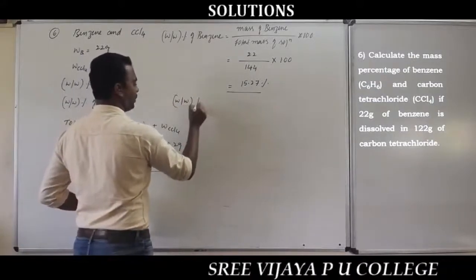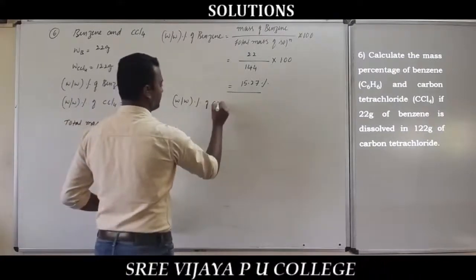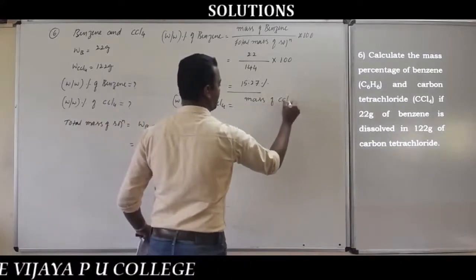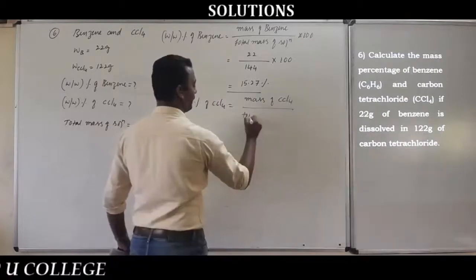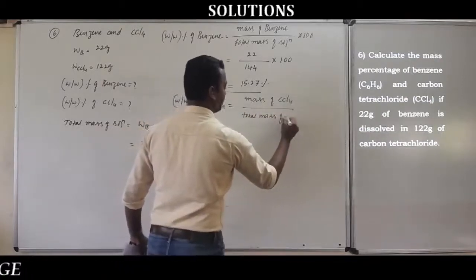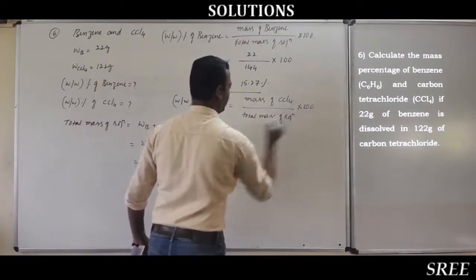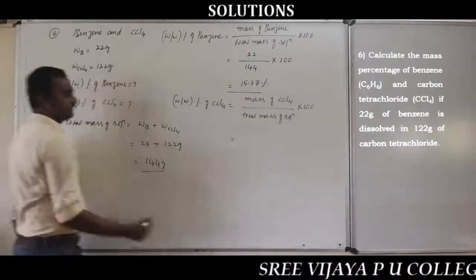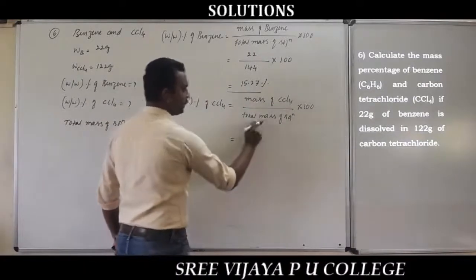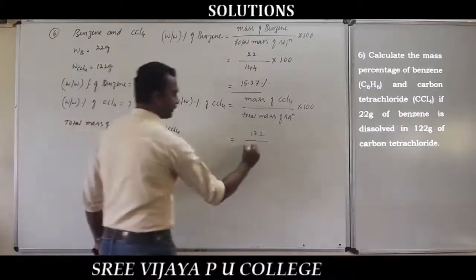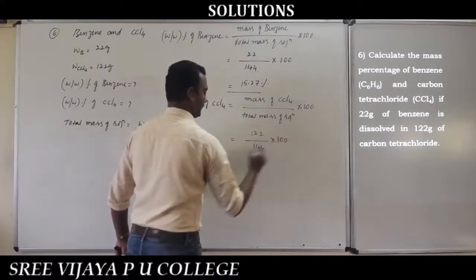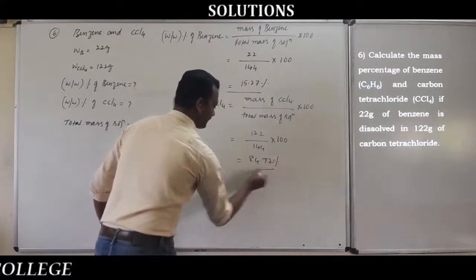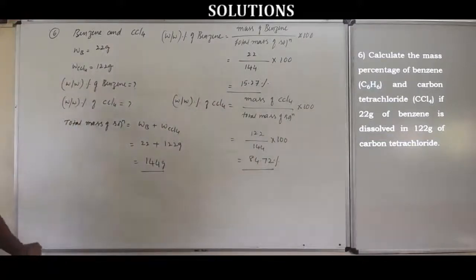So the W by W percentage of carbon tetrachloride is equal to the mass of carbon tetrachloride divided by the total mass of solution into 100. The mass of carbon tetrachloride is given, that is 122 gram, 122 divided by the total mass of solution, that is 144 gram, into 100, that is equal to 84.72%. That is the mass percentage of carbon tetrachloride.